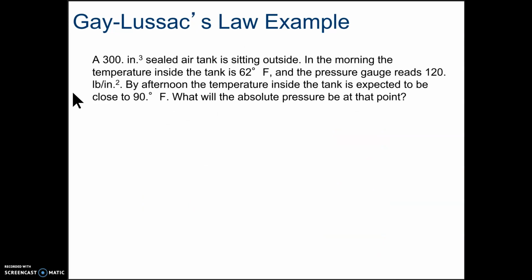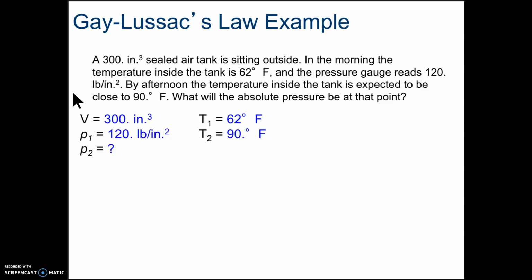A 300 cubic inch sealed air tank is sitting outside in the morning, and the temperature inside the tank is 62 degrees Fahrenheit. The pressure gauge reads 120. That's not the absolute pressure, that's the gauge pressure. By afternoon, the temperature inside the tank is expected to be close to 90 degrees Fahrenheit. What will the absolute pressure be at that point? Let's think about that too. If I increase the temperature, it's likely we're going to have to increase the pressure as well.